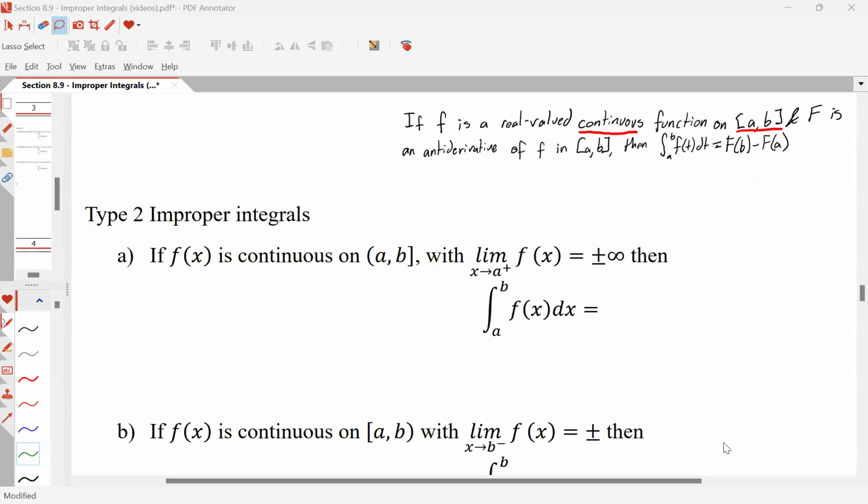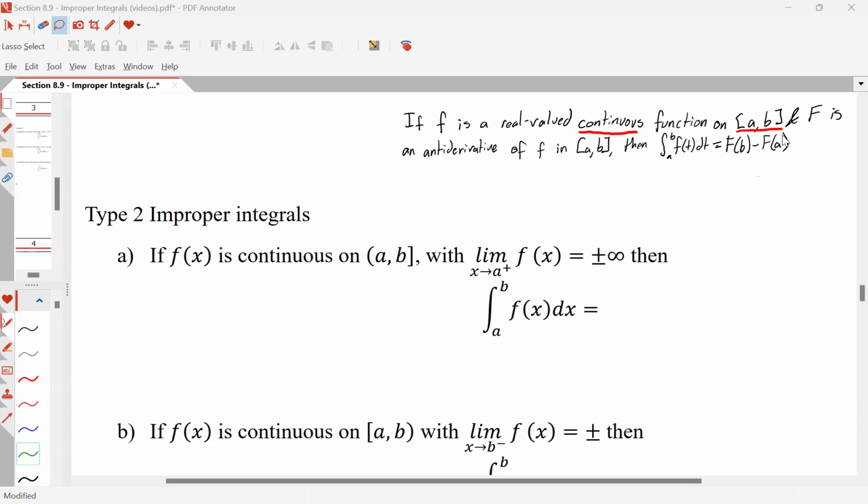Hello. In this video, we're going to take a look at the idea of type 2 improper integrals. If you recall from the beginning of these videos, we readdressed the fundamental theorem of calculus, which is written up in the corner. It says if f is a real valued continuous function on [a, b] and F is an antiderivative of little f in that interval, then the integral from a to b is the antiderivative at b minus the antiderivative at a.